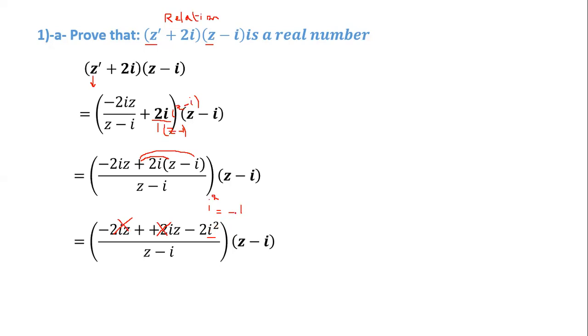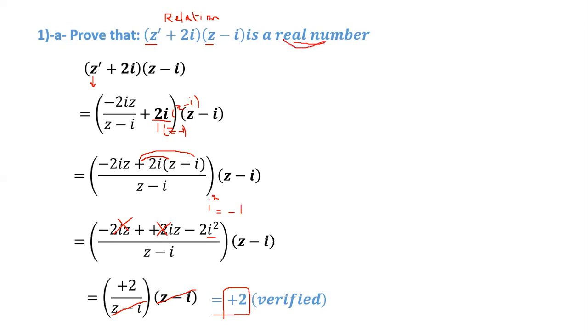i squared is equal to negative 1. Negative 2 multiplied by negative 1 gives a plus 2. Cancelling z minus i with z minus i, the result will be equal to plus 2. The answer is a positive real number. Verified.